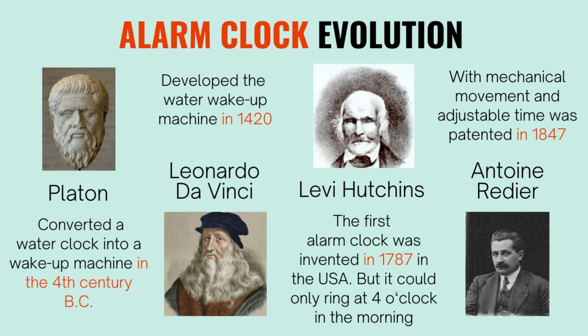Alarm clock evolution. The Greek philosopher Plato already converted a water clock into a wake-up machine in the 4th century BC. Leonardo da Vinci developed a water wake-up machine in 1420. The first alarm clock was invented in 1787 by Levi Hutchins in the USA, but it could only ring at 4 o'clock in the morning. The first alarm clock with mechanical movement and adjustable time was patented in 1847 by the French inventor Antoine Redier.